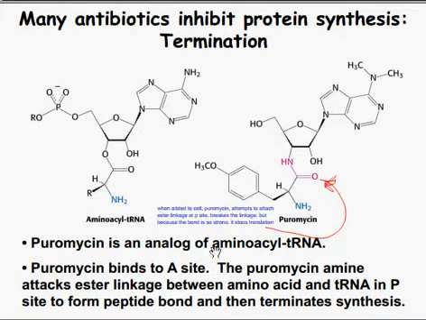So puromycin is an analog of the aminoacyl tRNA, which binds there, obviously. So it binds to the A site. The puromycin amine attacks the ester linkage between the amino acid and the tRNA in the P site to form a peptide bond and then terminates the synthesis by binding there. Obviously, when you think back on it, you're binding up one, binding up another, here to there. This stops it because it binds at the spot where it would normally bind to the next amino acid. But it can't because it's been blocked.